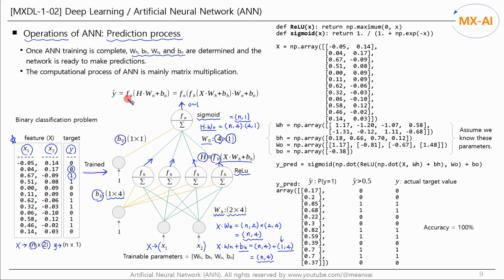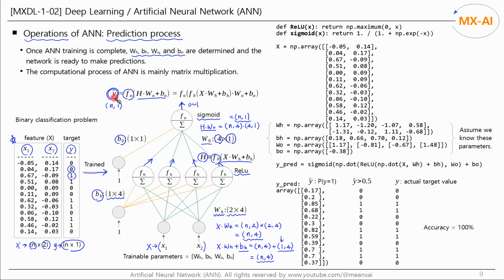By applying the activation function of the output layer to this resulting matrix, this becomes the final output of the neural network, Y hat. The order of matrix Y hat is n by 1. This matches the order of matrix Y, which is the actual target of the data. Y hat is the prediction of the target value of this data.